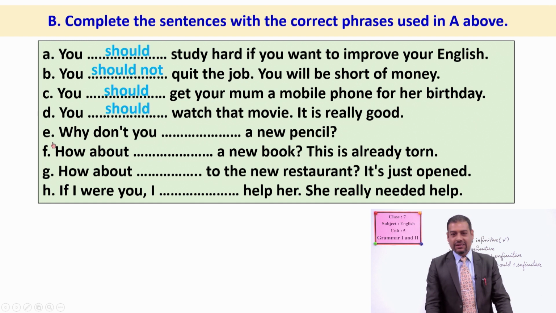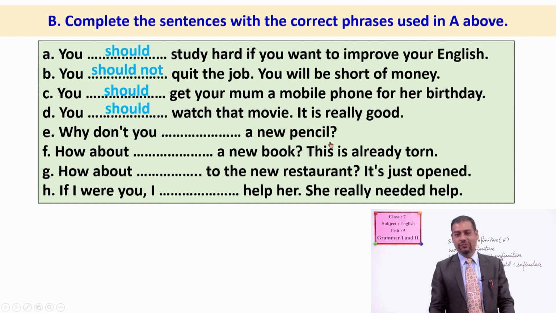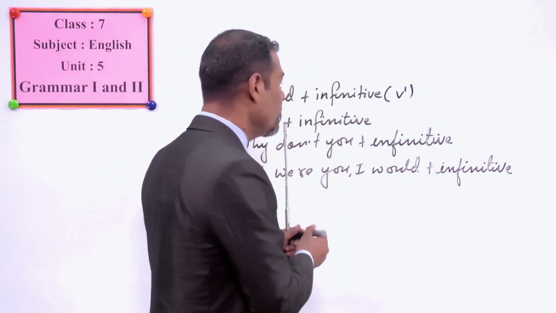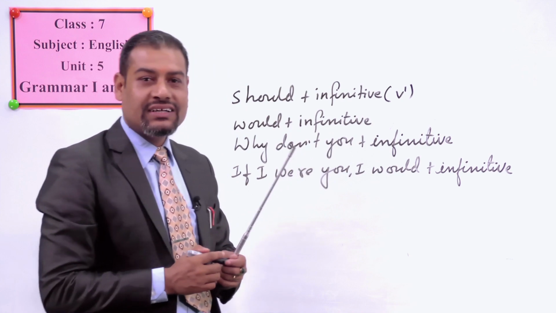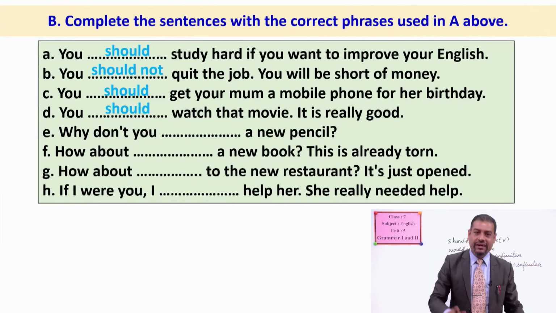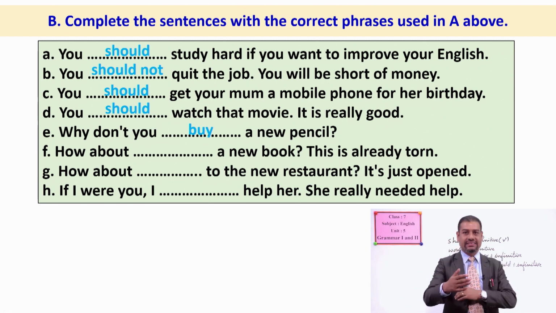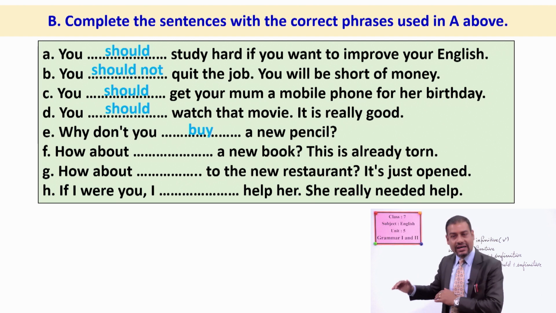Now, number E, why don't you, a new pencil? So after why don't you, what do we have to write down? Again, we need to write down infinitive, okay? Why don't you, we need to write down infinitive here. Is it clear? So what do you write down there? You can write down simply buy. Why don't you buy a new pencil? Okay, see, why don't you plus infinitive. Is it clear? And this is also used to suggest. This is also used to advise. Is it clear?